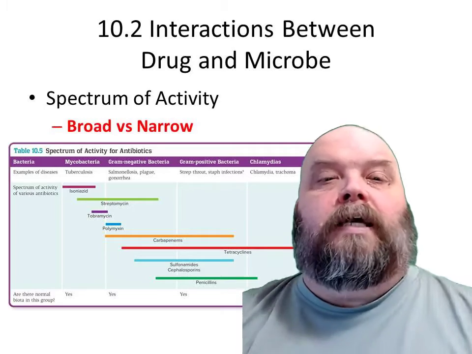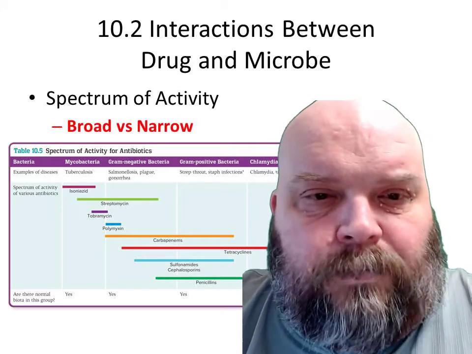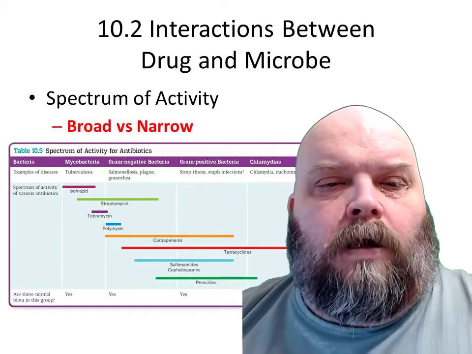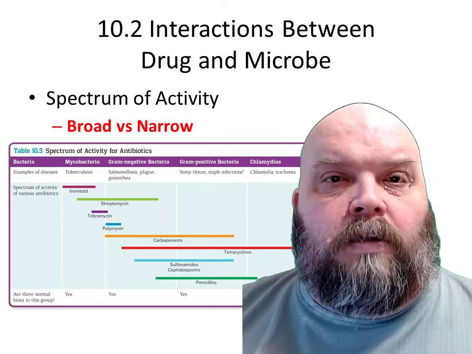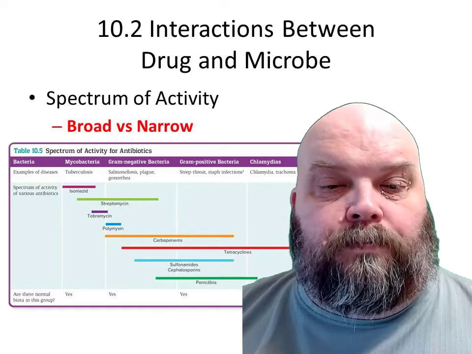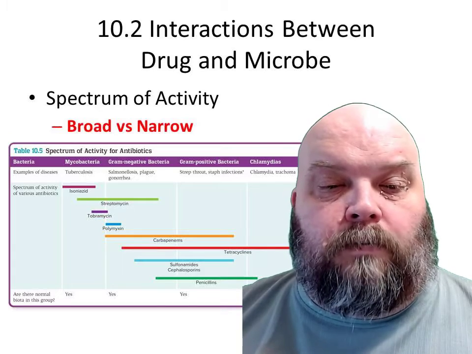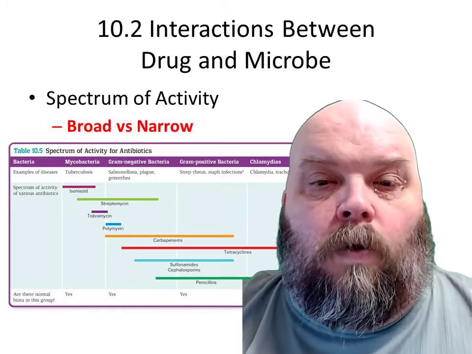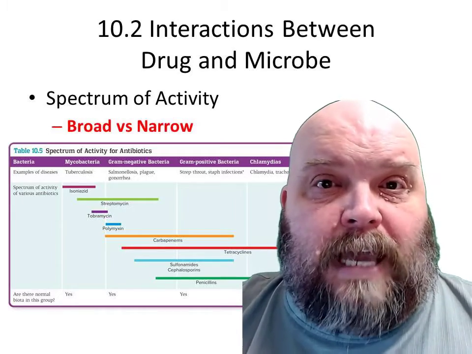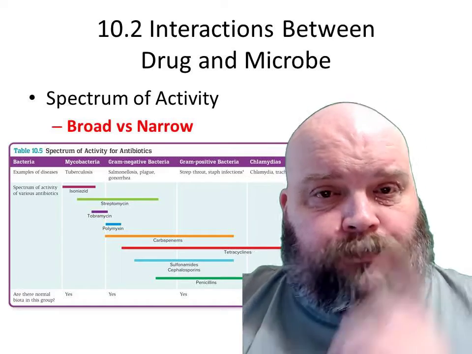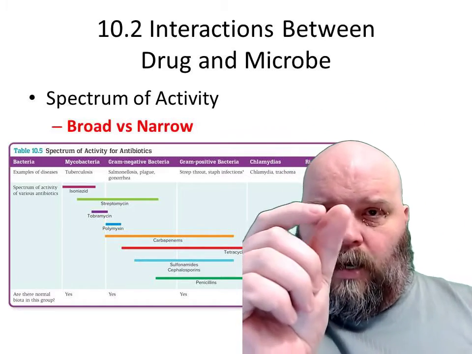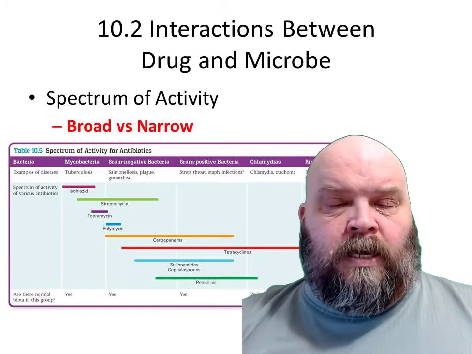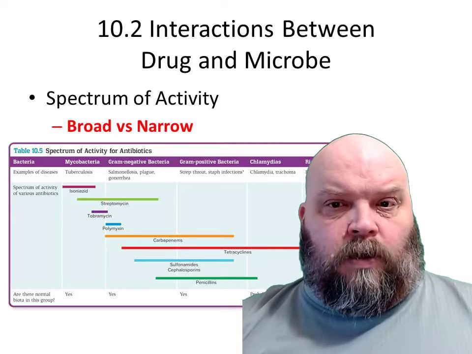When you look here at table 10.5, table 10.5 better illustrates this idea that I've talked about of broad spectrum versus narrow spectrum. How many different bacteria or microbes can this antibiotic be used to treat? The smaller, the narrower that band, the fewer microbes it can be used to treat, the fewer things in a clinical setting you can use it against.